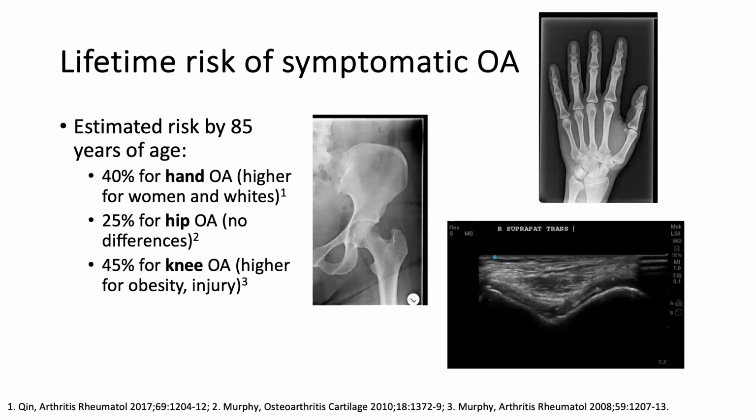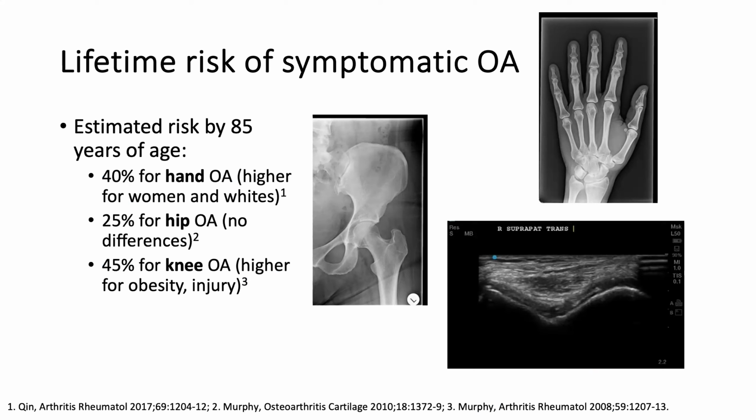Some of the information we've been able to glean from this population-based data set over time have included lifetime risk of symptomatic OA. So this is a statistical method of estimating the risk of developing a condition by age 85. And that turned out to be about 40% for hand osteoarthritis. That was higher among women and whites, so not quite half, but almost.